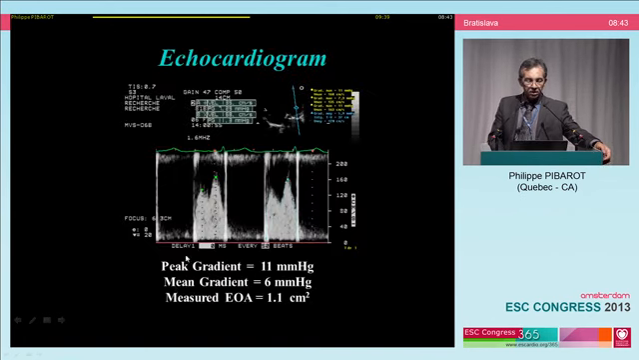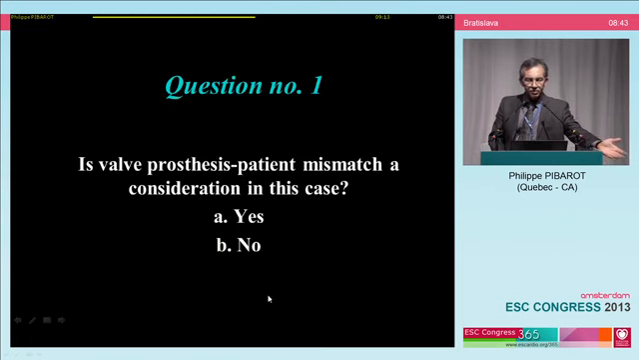And what we see at this research echo, nothing very spectacular, but gradients that are somewhat in the higher range of the normal range, and the measured AOA, the AOA measured by the continuity equation, because remember, the pressure half-time method is not valid to measure the AOA in mitral prosthetic valve. You see the AOA by continuity here is small. So the issue, well, you may say, is mismatch an issue in this patient?